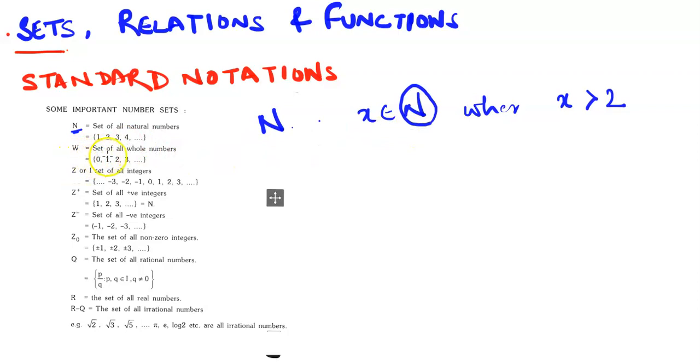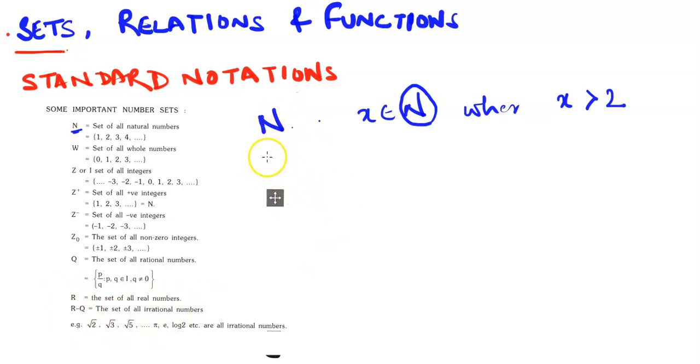Similarly, you will see W defining the set of whole numbers, which is 0 to infinity. You will see Z or sometimes I defining all integers, from minus infinity to infinity. And then you will see a set of positive integers, negative integers, or non-zero integers. Similarly, you will have the set of all rational numbers, Q, and the set of all real numbers, which is defined by R. And then R minus Q is the set of all irrational numbers.